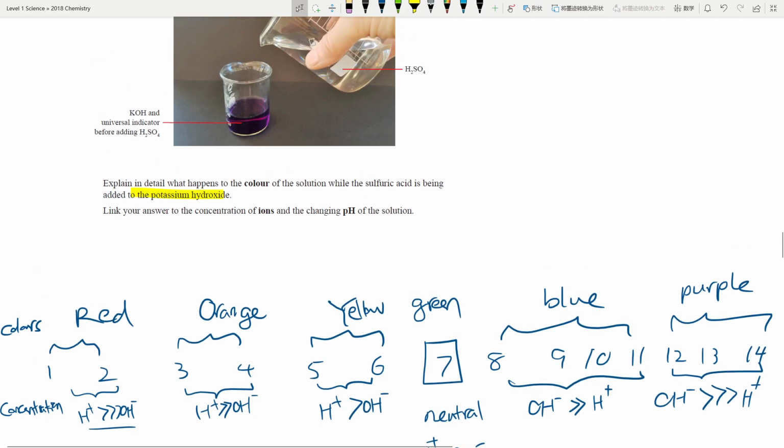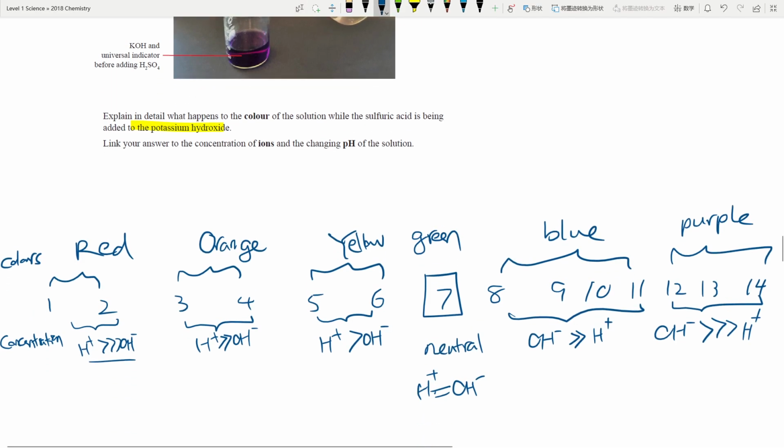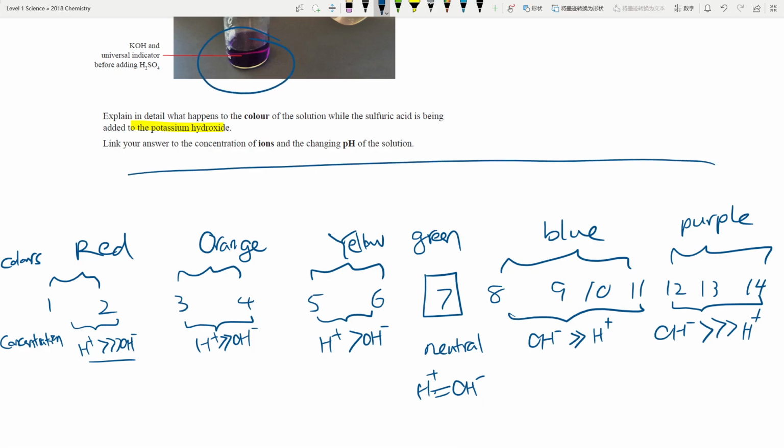So right at the beginning, we kind of did it here. You're starting with purple, so we want you to go through this color change. We want you to mention you start with purple. The pH is 12 to 14. It's a strong base. I have a lot of OH minus compared to H plus.